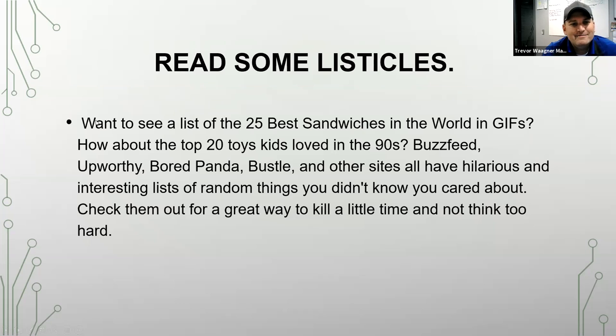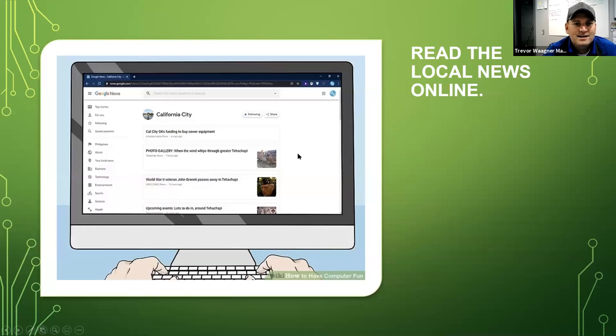But when you want to see a list of the 25 best sandwiches in the world, or the top 20 toys that kids loved in the 90s, like Colin said, BuzzFeed is kind of who generated this. Upworthy, Bored Panda, all sites have hilarious and interesting facts, lists of random things that you didn't know you cared about. So it's a cool way to kill time and not think about anything too hard. Get away from all the political stuff and scary virus stuff.